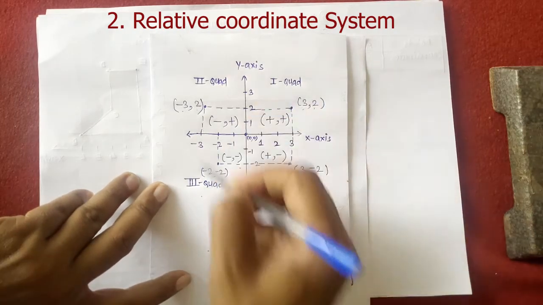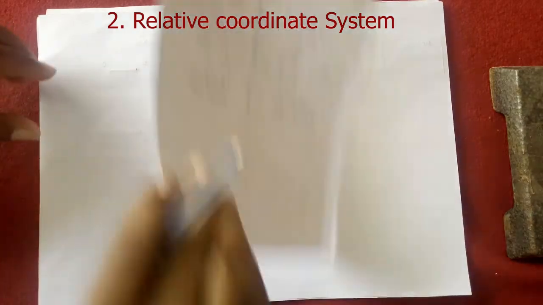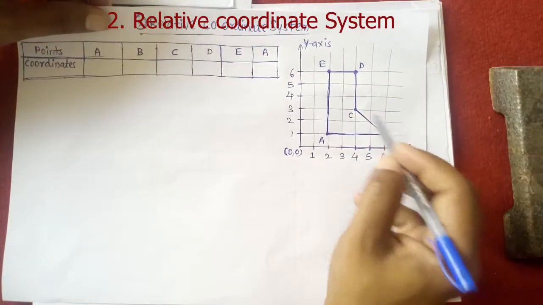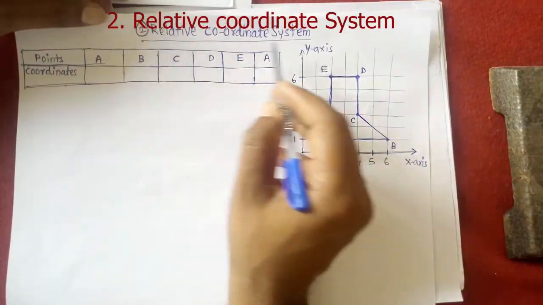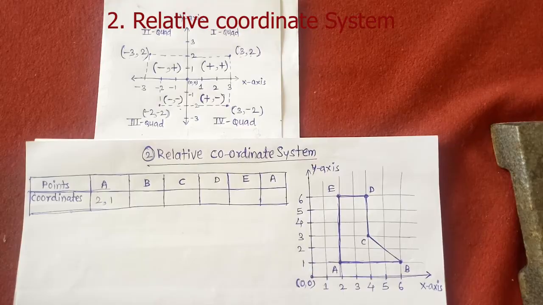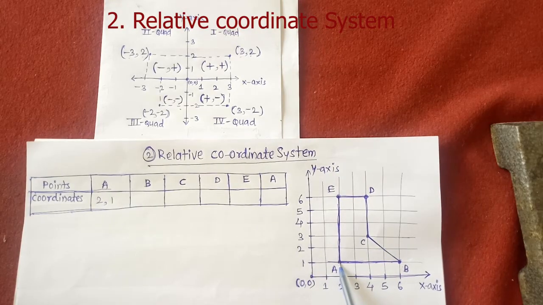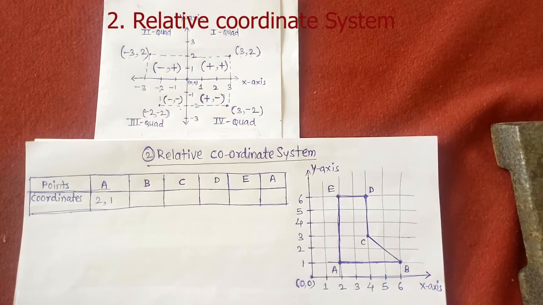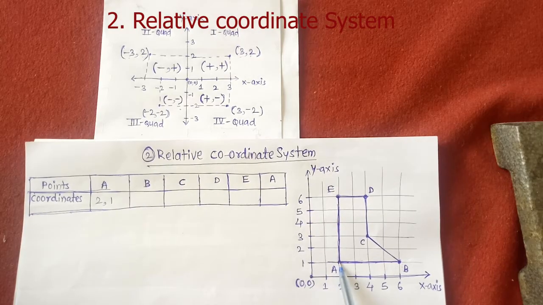Taking this concept into consideration, we are going to calculate the coordinates of these points using the relative coordinate system. Let us consider point A as the initial point to draw this object. In the relative coordinate system, the coordinates of the initial point are calculated with respect to the actual origin. So the coordinates of point A will become x coordinate 2 and y coordinate 1.